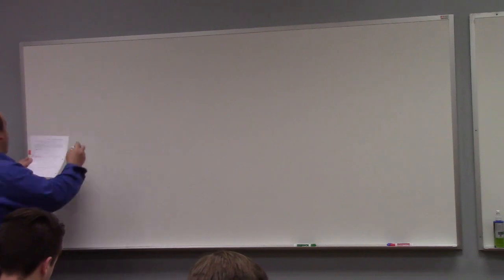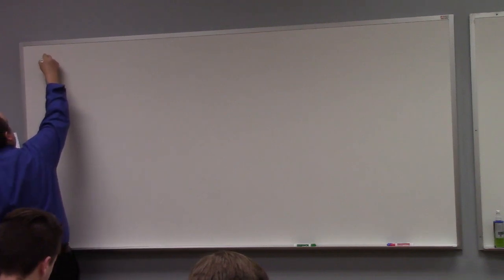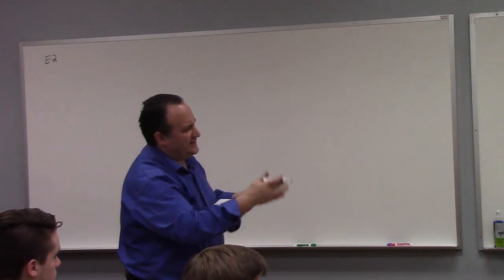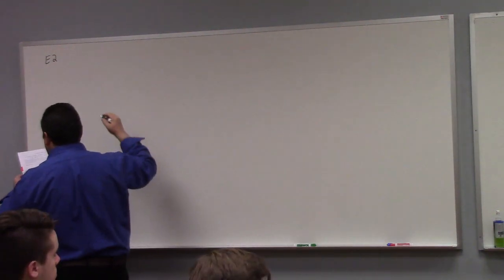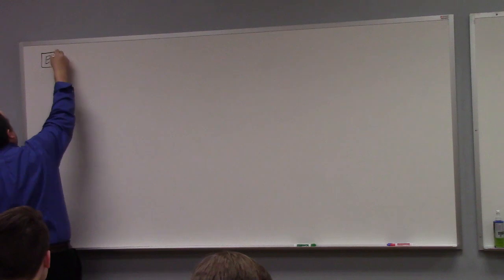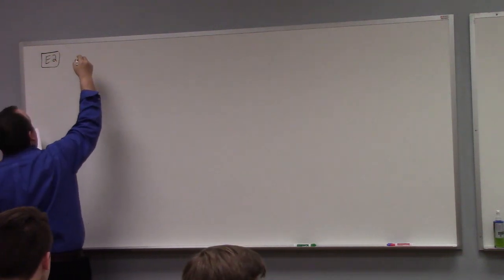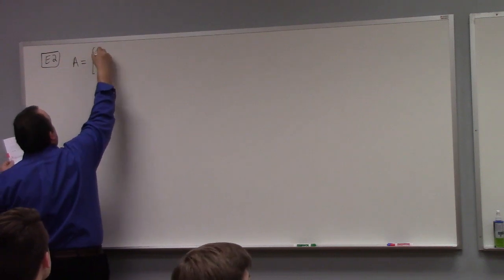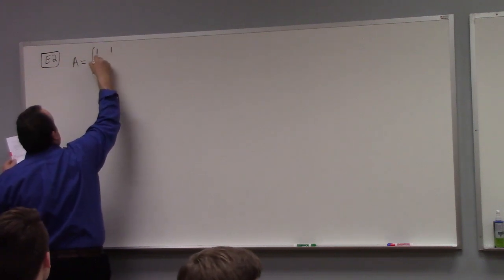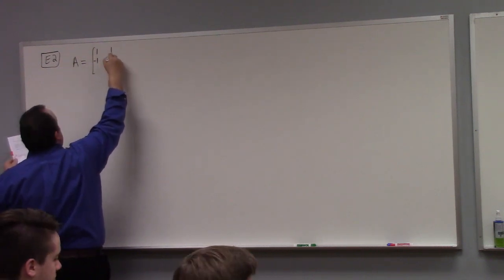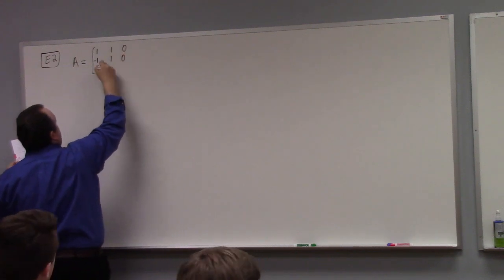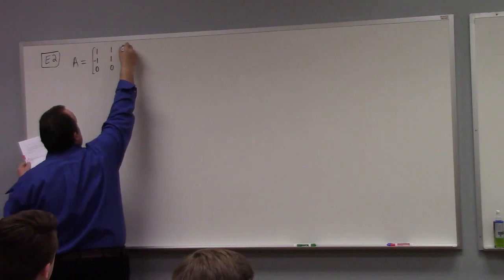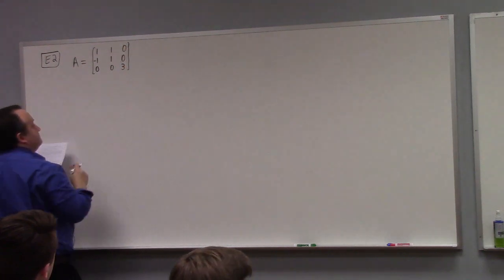Yay. So, example 2, or is that all one example? I guess it's all one example. I should have numbered those like examples 3, 4, 5, 6; I'd feel like I got more done. A equals the matrix with rows (2, 1, 1), (-1, 1, 0), and (0, 0, 3). Okay?